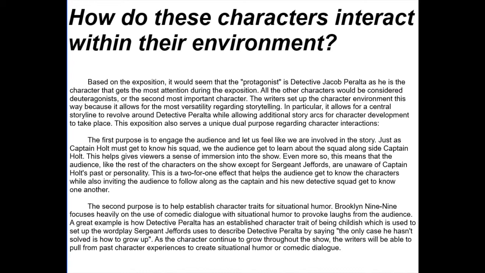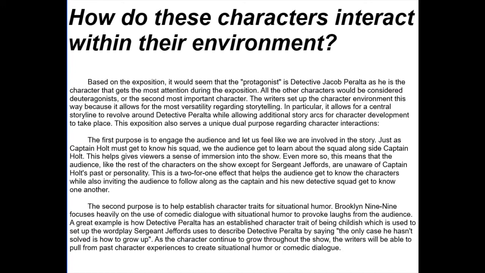The first purpose is to engage the audience and let us feel like we are involved in the story. Just as Captain Holt must get to know his squad, we the audience get to learn about the squad alongside Captain Holt. This gives the viewers a sense of immersion into the show. Even more so, this means that the audience, like the rest of the characters on the show, except for Sergeant Jeffords, are unaware of Captain Holt's past or personality. This is, of course, a two-for-one effect that helps the audience get to know the characters, while also inviting the audience to follow along as the captain and his new detective squad get to know one another.